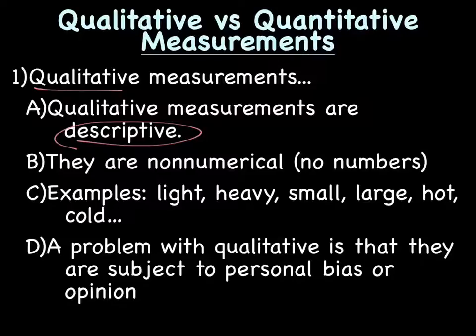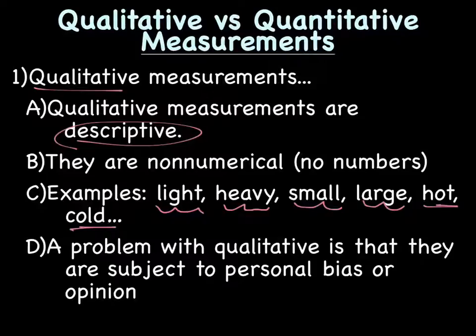You could say things like for mass, instead of saying it weighs 2 pounds or something, you could say it was light or heavy. For volume, instead of saying something is 30 milliliters, we could say it's small or large. For temperature, hot or cold. So those are qualitative measurements. We're describing the quality. Okay?